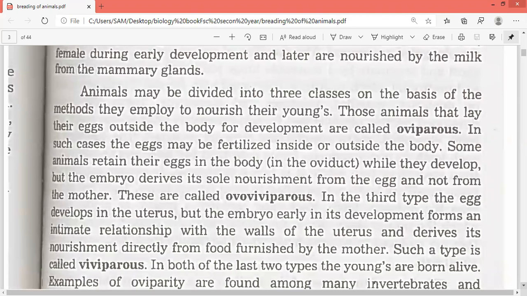That is, the mother protects the baby for nine months in the uterus and nourishes it later on with milk, which is released under the influence of hormones from the mammary glands, that is, the chest region of the female, right?